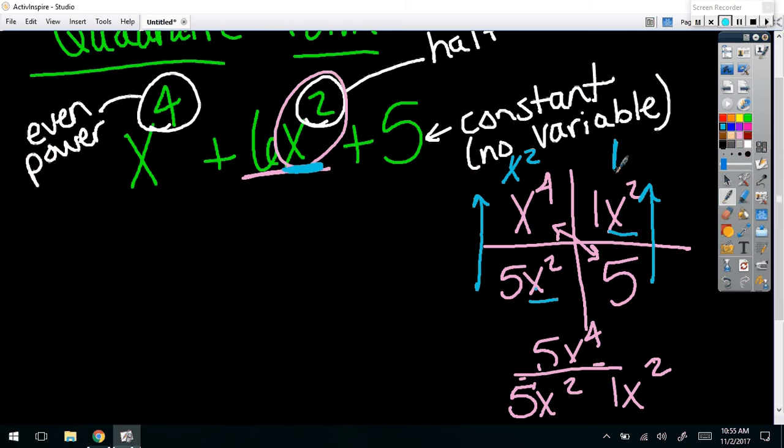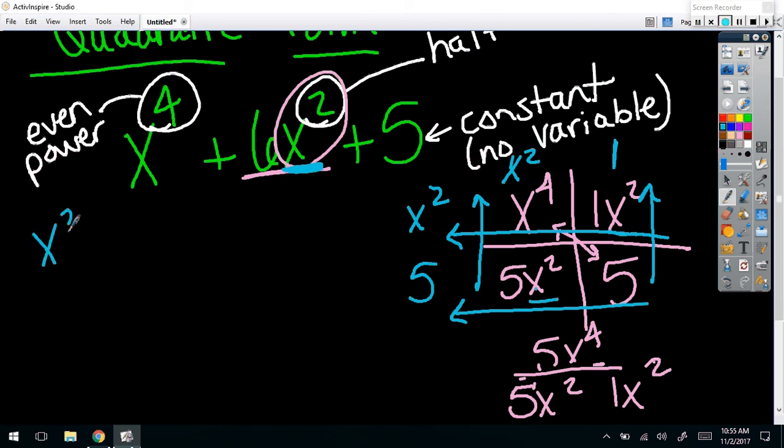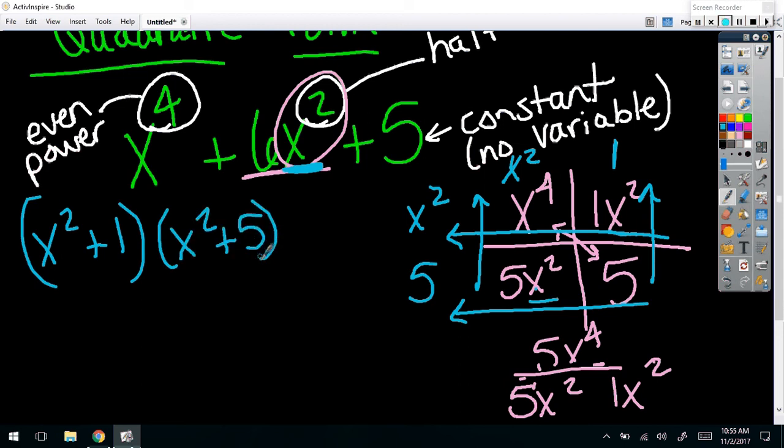1. 5 doesn't have an x on it. How about here? And how about here? 5x squared. This one doesn't have an x. So 5. All right, so it factors as x squared plus 1 times x squared plus 5. Okay, so I'll tell you what you got there.